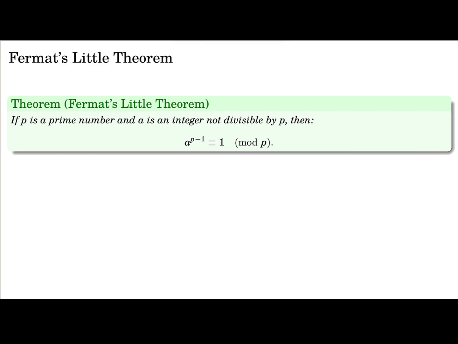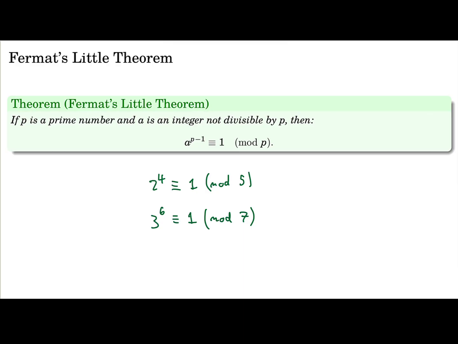We'll see an example of that later, but for now, what this is saying is that, for example, 2 to the power of 4 will be congruent to 1 mod 5, since 5 is prime and this is 5 minus 1. If you do 2 times 2 is 4, times 2 is 8, times 2 is 16, and so 16 is congruent to 1 mod 5. Another example is 3 to the power of 6, which will be congruent to 1 mod 7.